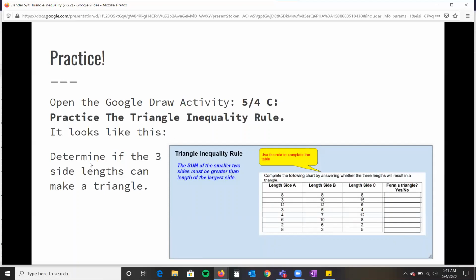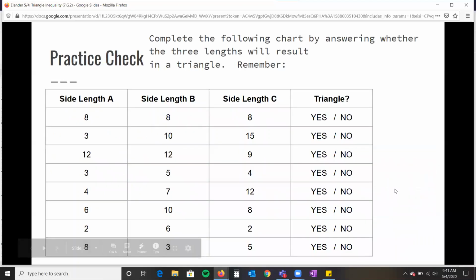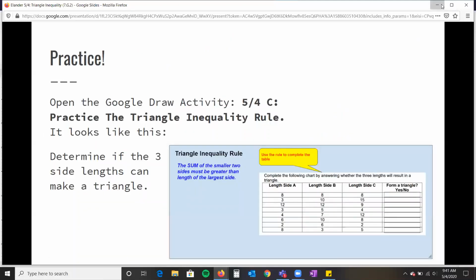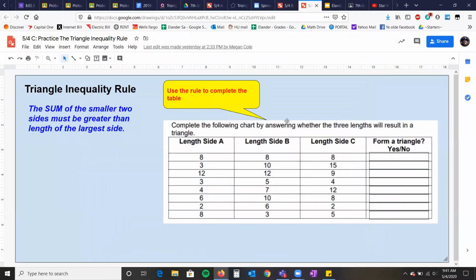So you'll just say on your Google Draw file, this is the last draw file for today, 5-4C. You'll use the rule that says that the sum of the smaller two sides, whichever two smallest sides are, must be greater than the length of the largest side. If it is greater than the longest side, then yes, you have a triangle.